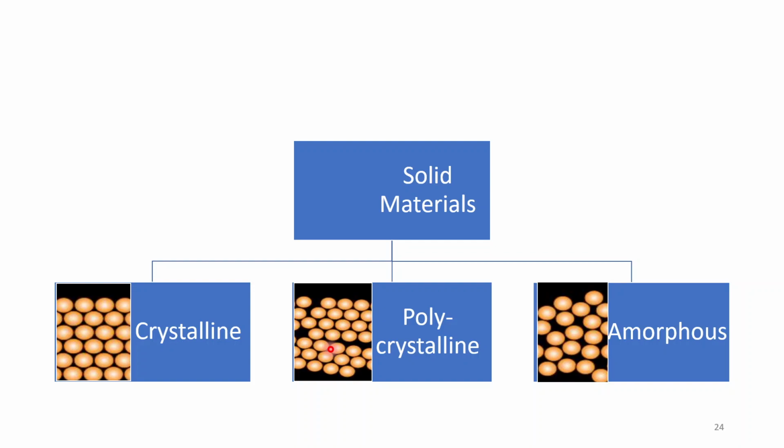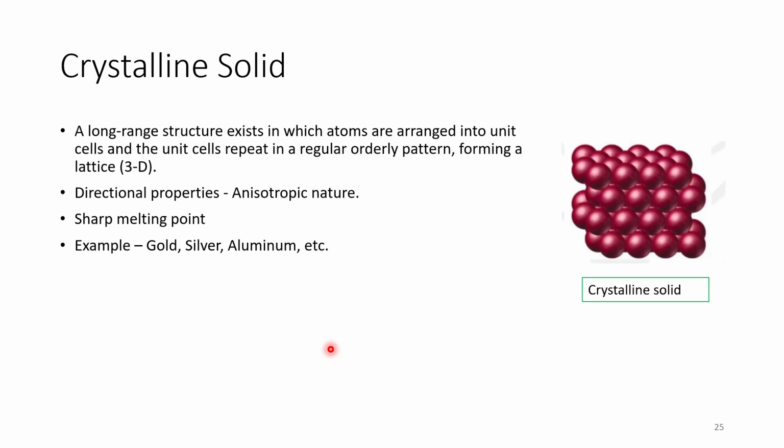Now the classification of solid materials is basically done in 3 parts based on the type of repetition of atoms. The first type is crystalline, the second is polycrystalline, and the third is amorphous. Firstly, we'll be talking about crystalline solids. In this case you have a long range structure in which atoms are arranged into unit cells and the unit cells repeat in a regular orderly pattern, forming a 3D lattice.